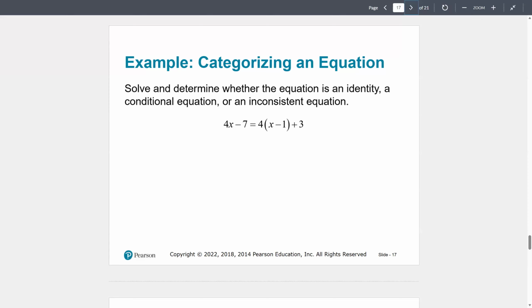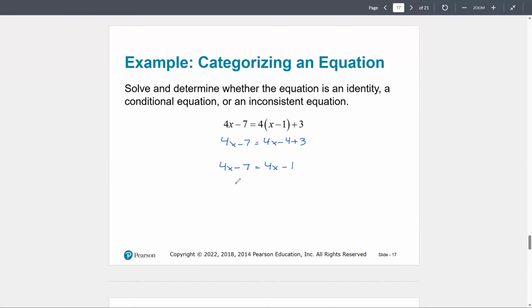So what we're going to do is try to solve this, and we're going to see what goes wrong. So if I start simplifying, I get 4x is equal to 4x minus 4 plus 3. And we get 4x minus 7 is equal to 4x minus 1.